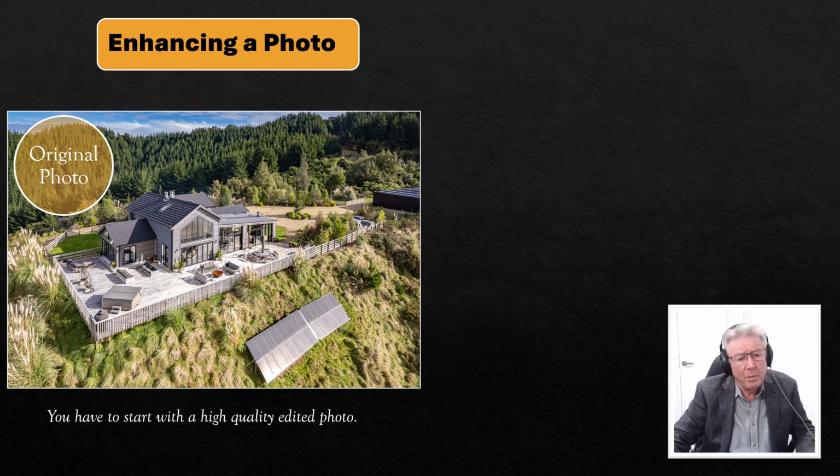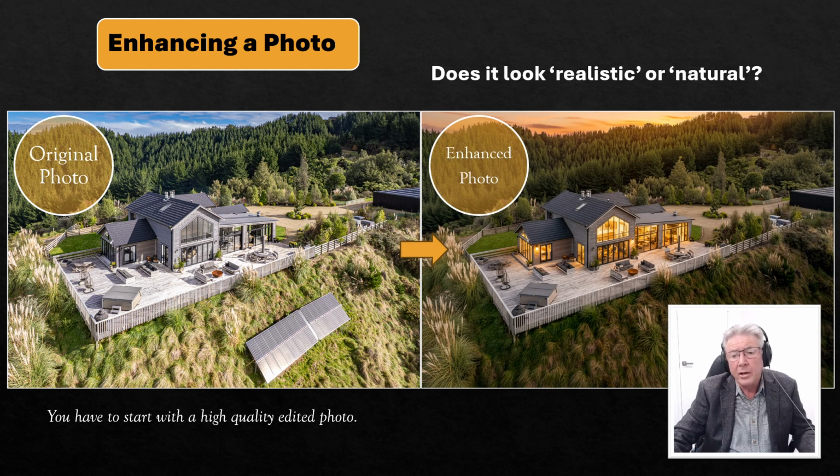This first example is a drone photo, daytime, nice photo. It's important to start with a good quality photo before you start enhancing it. And then I turned it into this photo on the right. Early evening, light coming out of the windows. Does it look realistic and natural? Well, I think it does. What do you think?